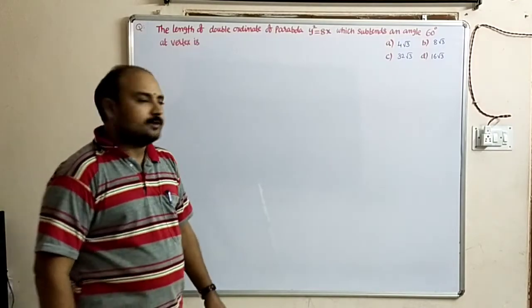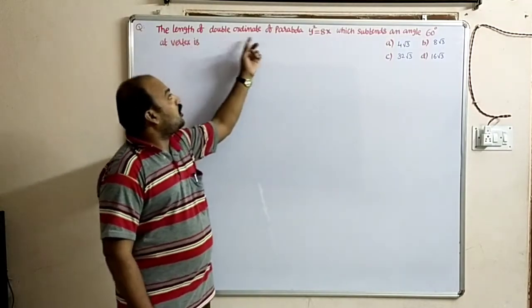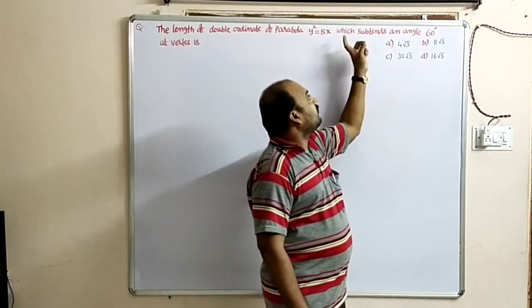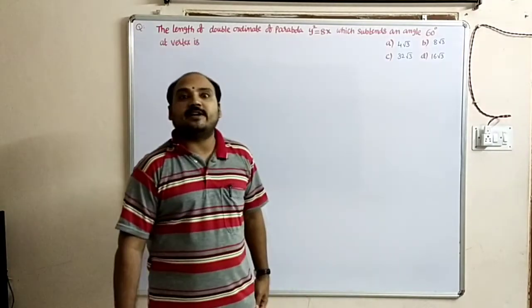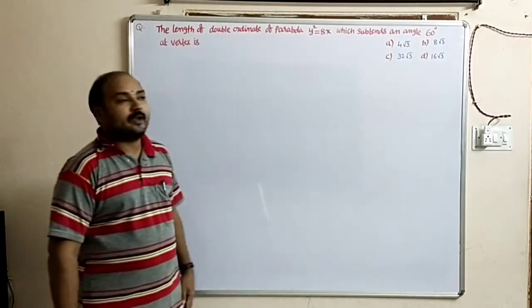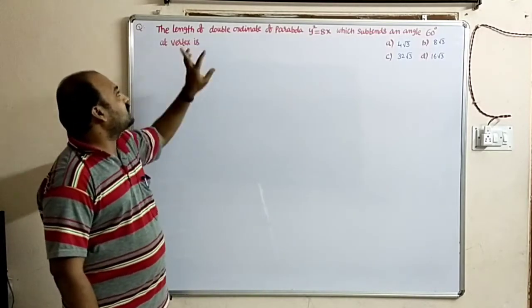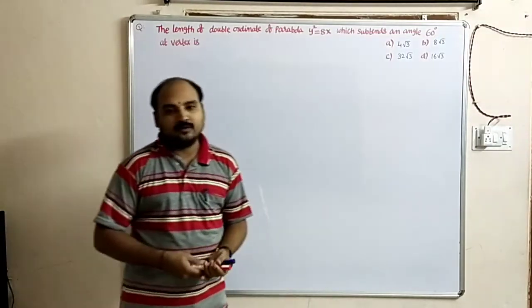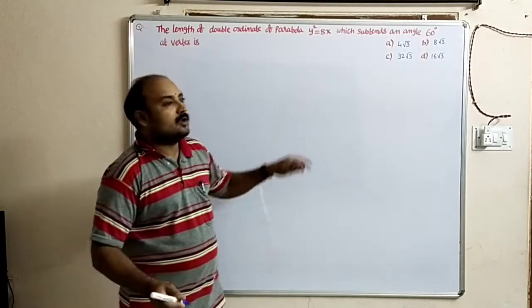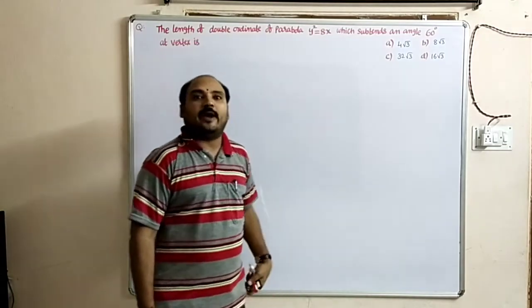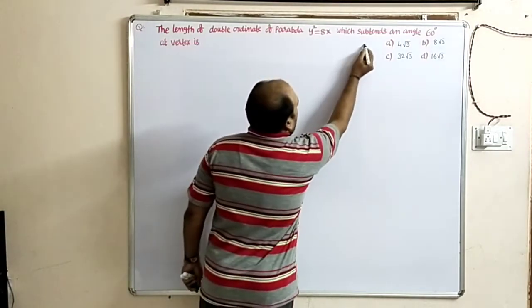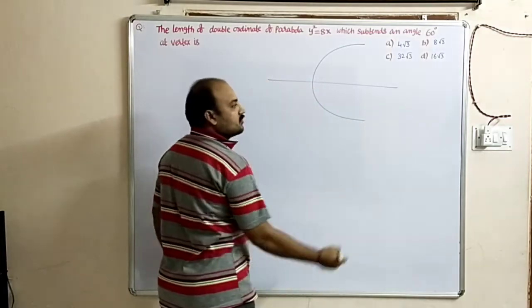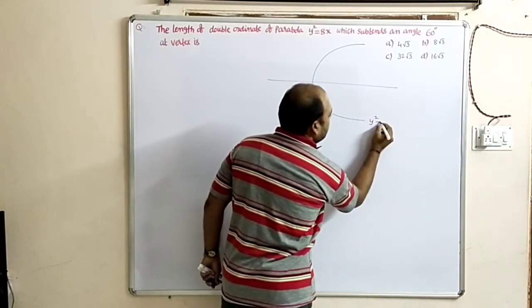The next question. The length of double ordinate of parabola y square equal to 8x which subtends an angle 60 degrees at its vertex. The length of double ordinate they are asking. So first you have to draw the rough figure for the parabola y square equal to 8x. This is y square equal to 8x.